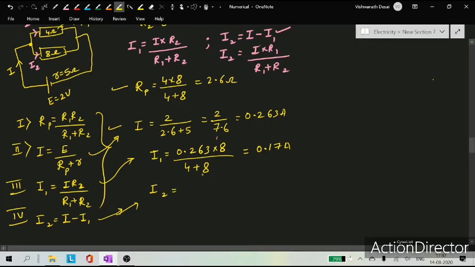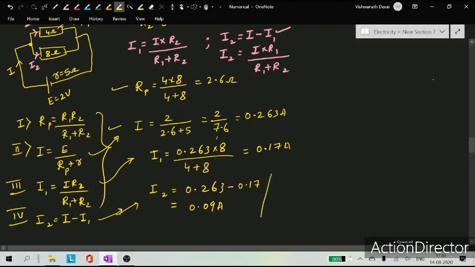This is equal to I minus I1. What is the value of I? 0.263 minus I1. I1 is equal to 0.17. So the value is 0.093 amps, or 0.09 amps you are going to get.